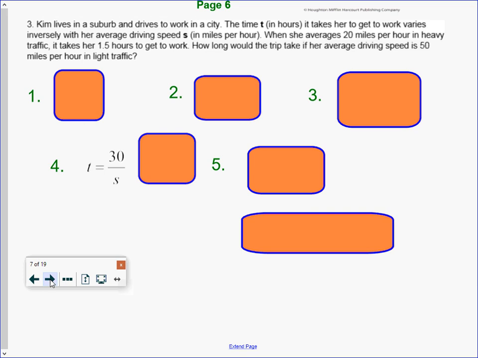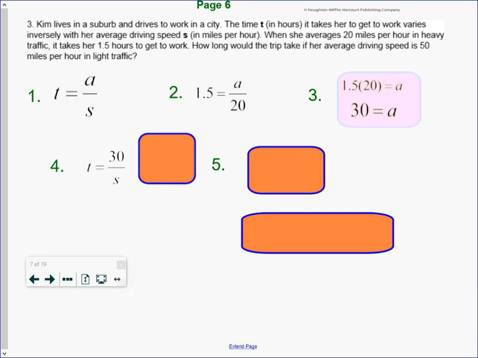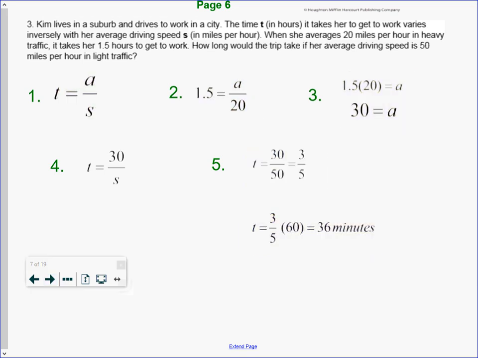All right, so for number 3, this is what you should have got. Ultimately, you should have got T equals 3 over 5, or 3/5 of an hour, which equals 36 minutes. For 3/5 of an hour, you multiply that by 60 to figure out that's going to be 36 minutes.